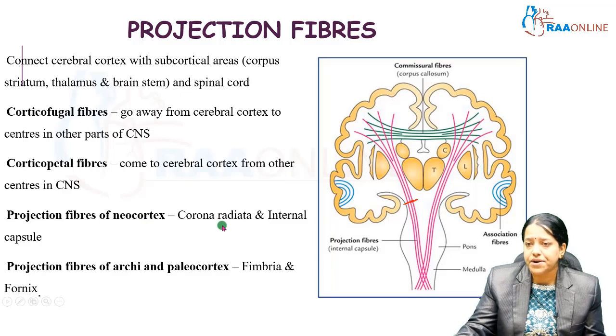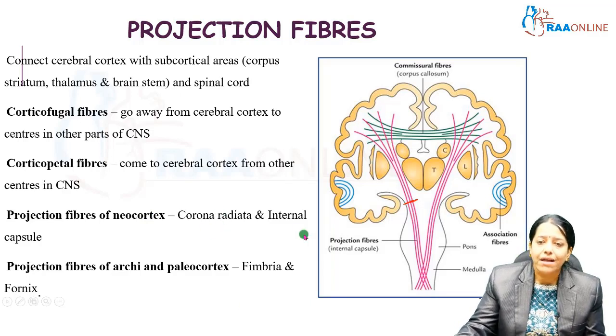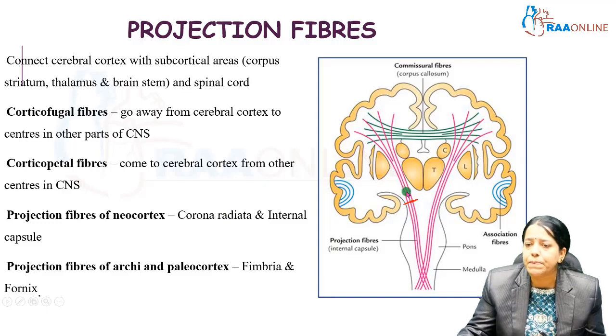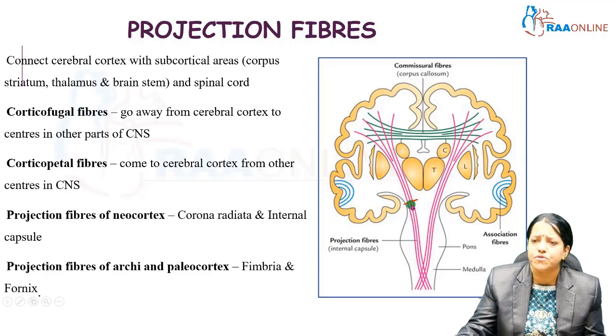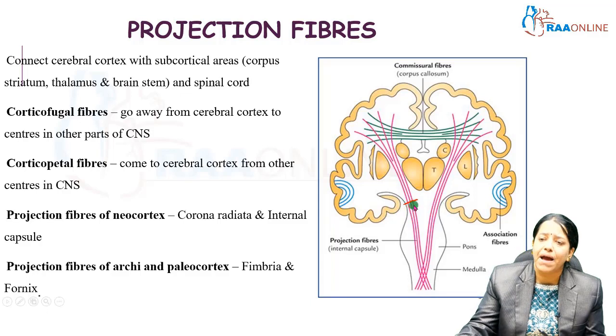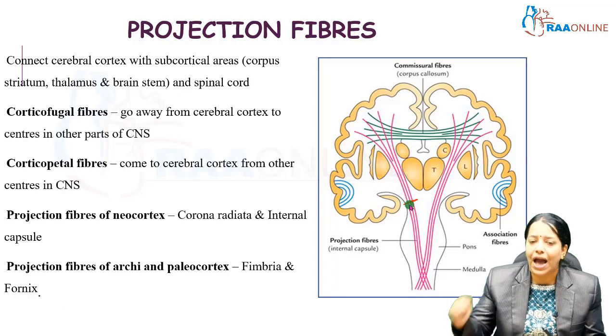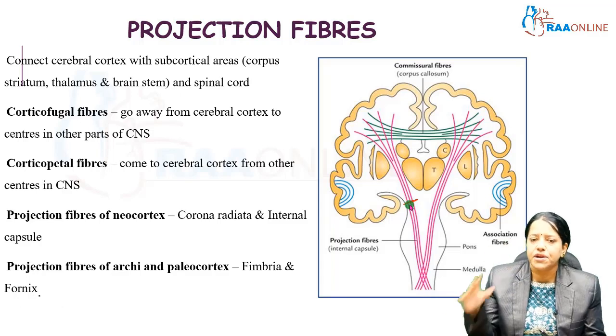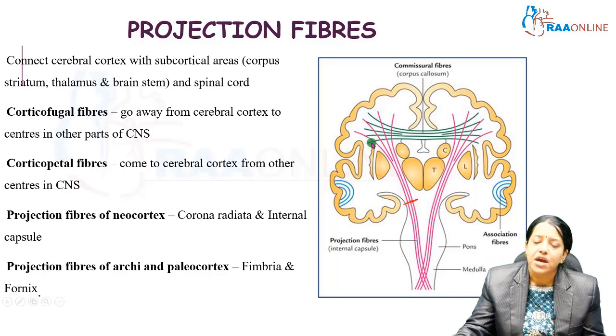These are the corona radiata fibers. You can see these corona radiata fibers, and they will become a very compact band of fibers as they go to the inferior medial aspect of the cerebrum. So as we go down, the corona radiata fibers are actually spreading out.